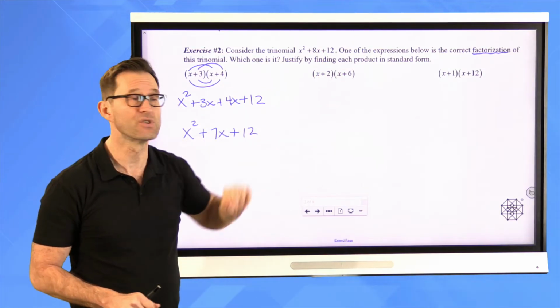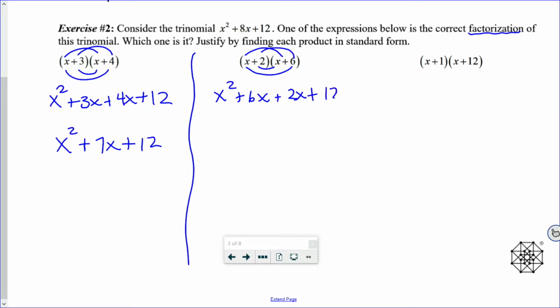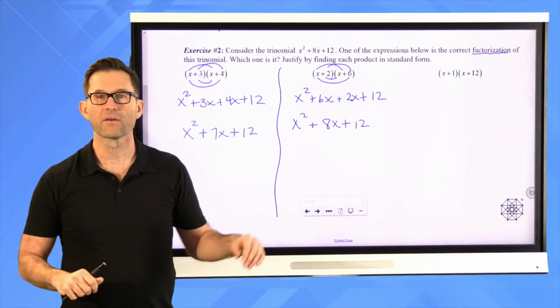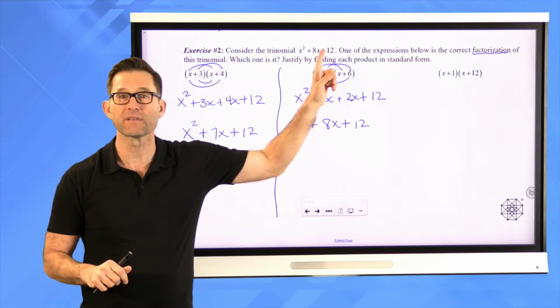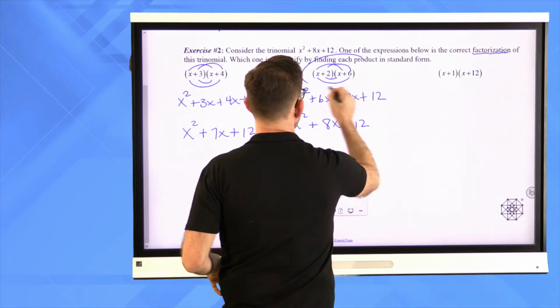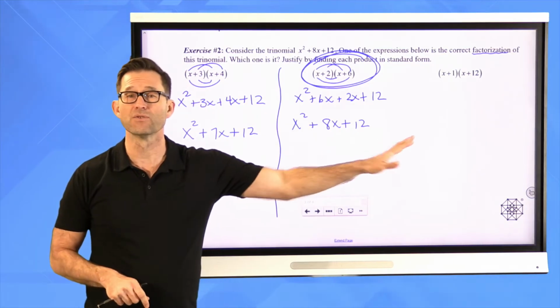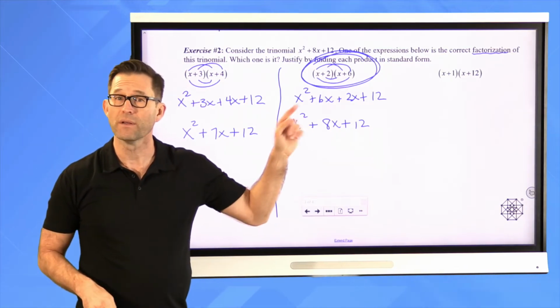Let's try x plus 2 times x plus 6. Well, again, if I FOIL, I get x squared, plus 6x plus 2x plus 12. That's x squared plus 8x plus 12. We step back, we look, is this the same as this? And the answer is yes. So in other words, this is the correct factorization. I'm going to do the last one in just a moment, all right? But this one is correct, right?